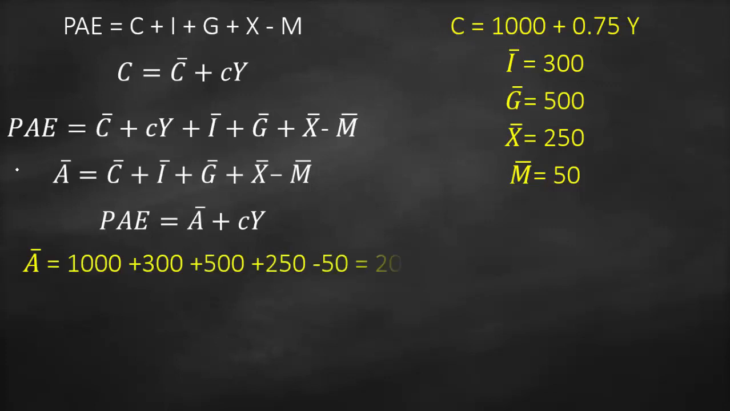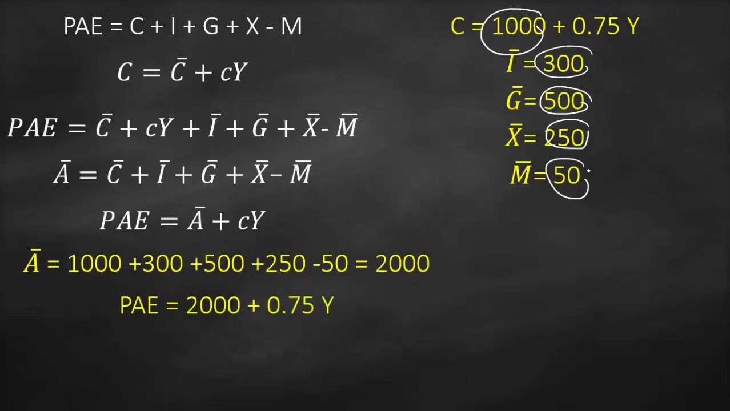Then I would like to calculate our autonomous spending, our A bar. So our A bar is equal to C bar, which is 1000, plus I bar 300, plus G bar 500, plus X bar 250, minus M bar, which is 50. This will give us 2000. Then I would like to calculate our planned aggregate expenditure. So it will be A bar plus little c, which is here 0.75, multiplied by disposable income.